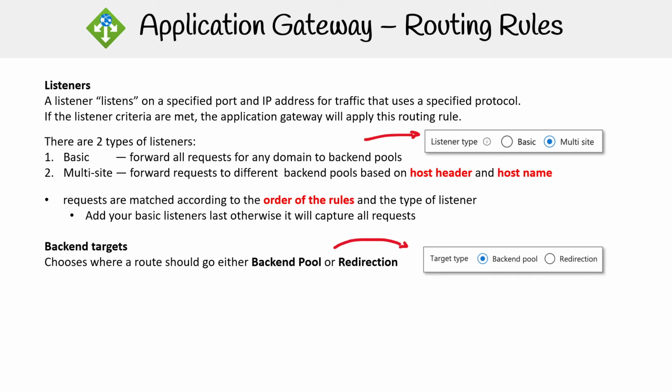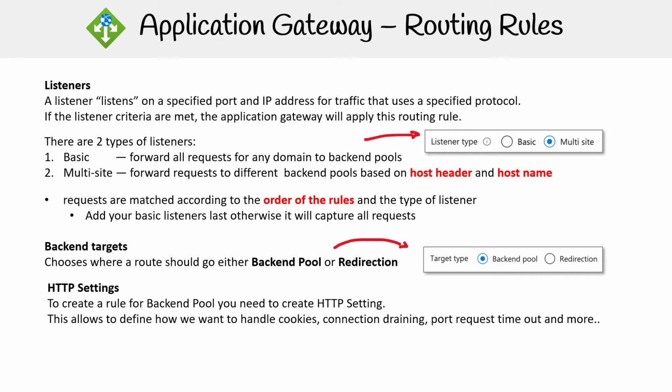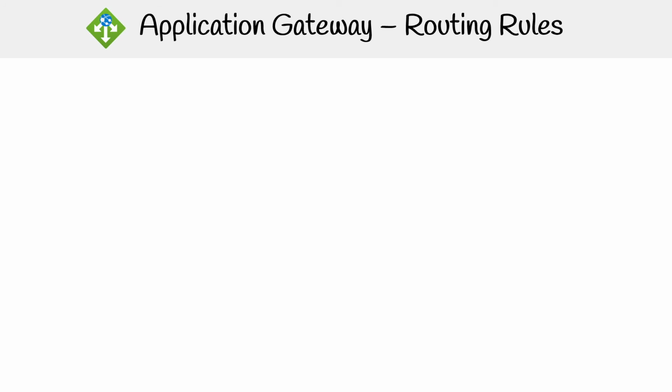Then for those backend targets, this is where we either define a backend pool or redirection. Redirection is just an HTTP redirection like 403 or whatever you have there, temporary or permanent. Very simple. But for backend pools, you have to create HTTP settings, and this tells us a little bit more about how we want to handle HTTP. Cookies, connection draining, port requests, etc. Let's talk about that a little bit more.